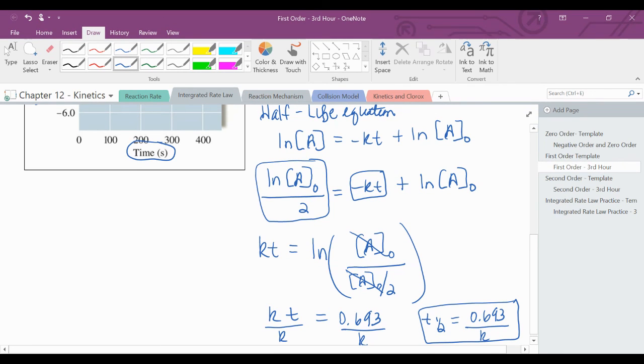All right, so those are our equations for the integrated rate law. And so once we've talked about all the rate laws, we'll come back and we'll solve some problems.